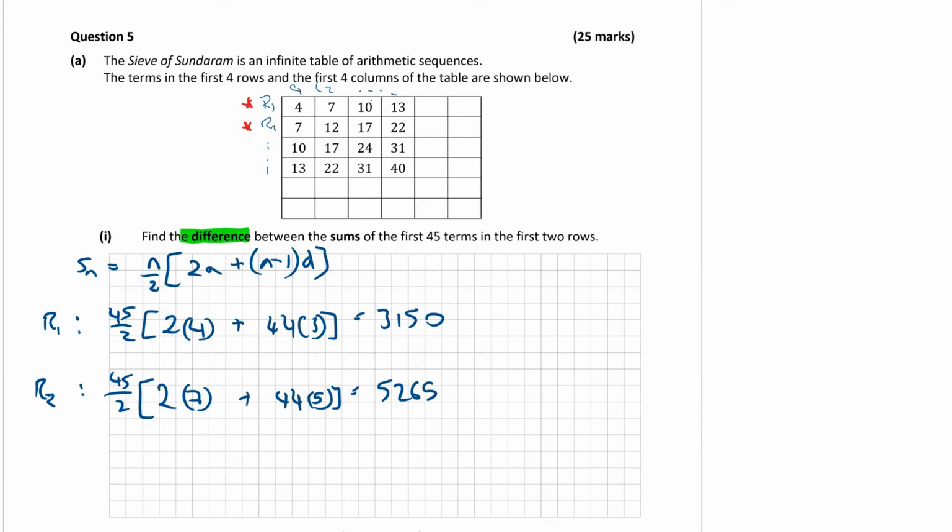Alright, so we're looking for the difference between the sums. So essentially we just need to subtract those two numbers. So 2115 is our difference.